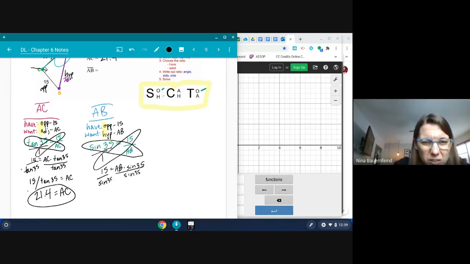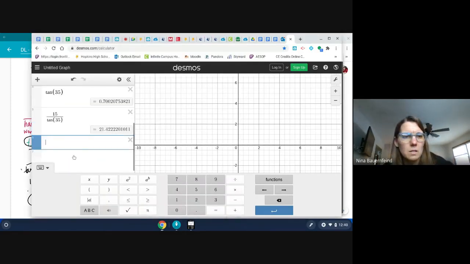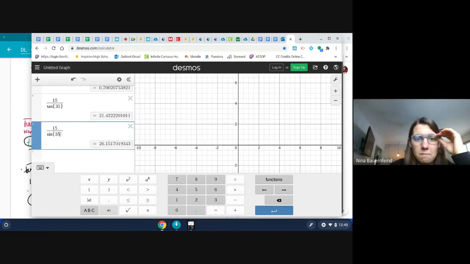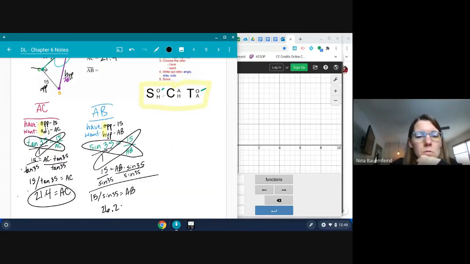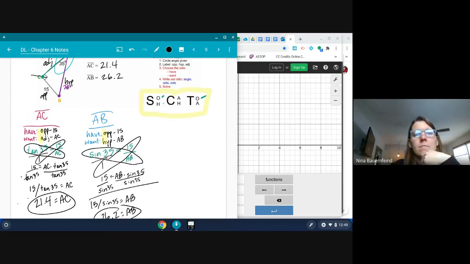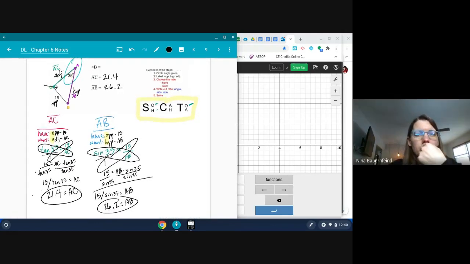This is kind of sucky when you have to do the divide piece, but if you do in your calculator 15 divided by sine 35, that's going to be your AB value. So 15 divided by sine 35 is 26.15. So since that's a 5, this becomes 26.2. And then we have to find angle B. So we'll go 180 minus 90 is 90, minus 35 is 55 degrees.